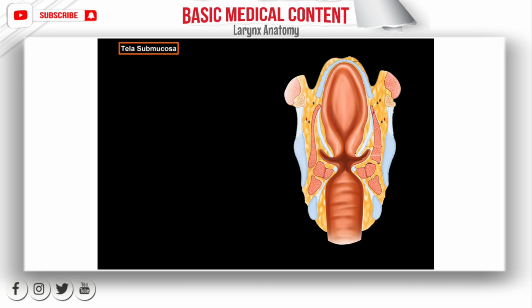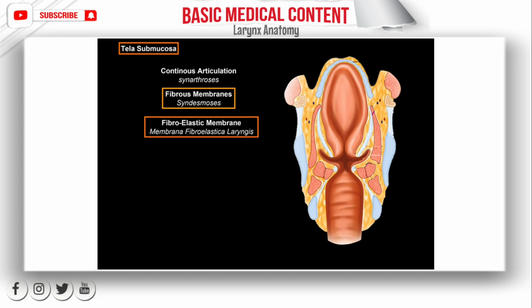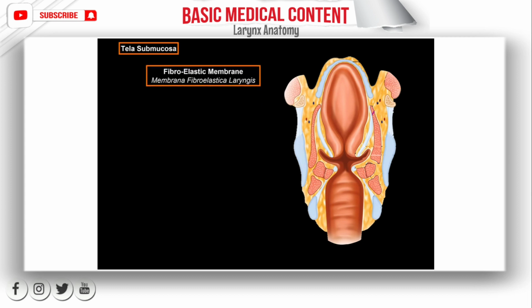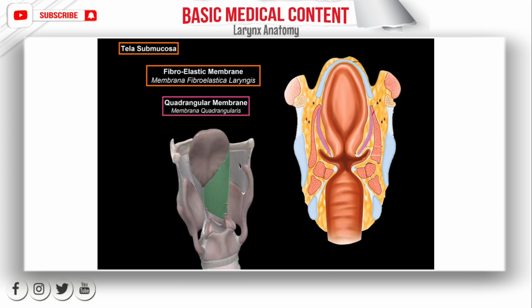Next, we have the tela submucosa, which is here. Remember earlier when we went through the connections of the larynx, where we talked about the continuous connections, specifically the fibrous membrane of the larynx? Well, at some places, the fibrous membranes form the so-called fibroelastic membrane, which are elastic membranes playing a key role in you being able to speak. There are two fibroelastic membranes in the larynx. The first one is the quadrangular membrane, which is here. And if you look at the posterior view of the larynx, it's much easier to see this membrane. It's a membrane that goes between the vestibular folds and the epiglottis, as you see here.